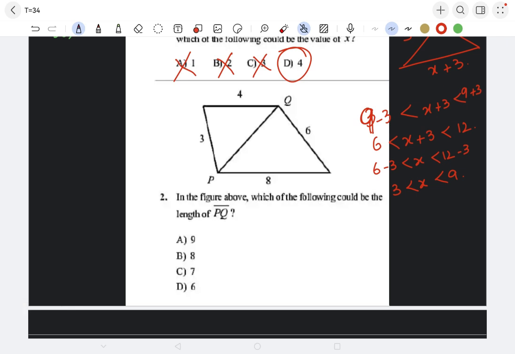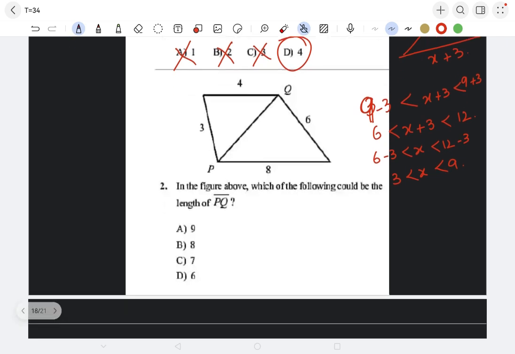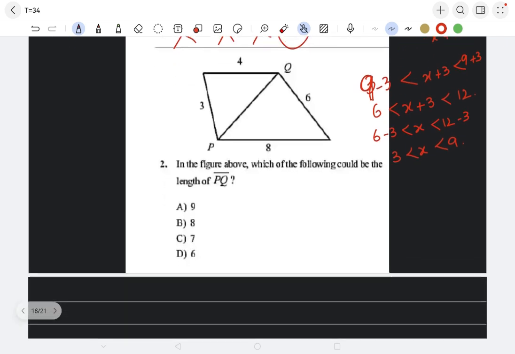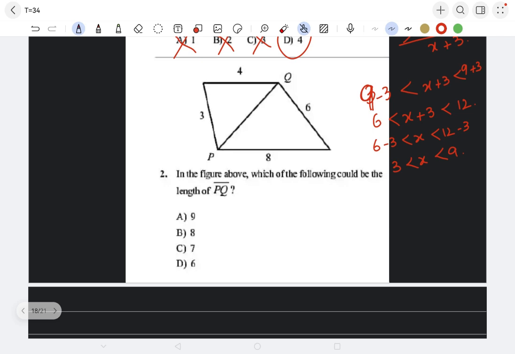Okay. Now I'm moving towards my next question. In the figure above, which of the following could be the length of PQ? Now PQ they are talking about. So PQ is between, you can see, 4 minus 3 and 4 plus 3. So it is between 1 and 7.